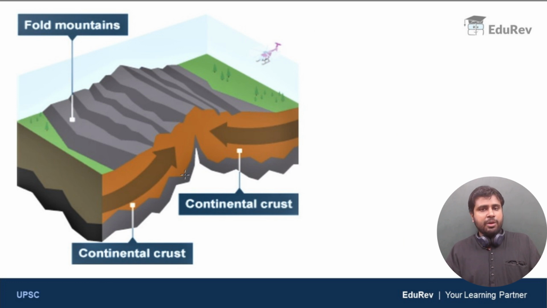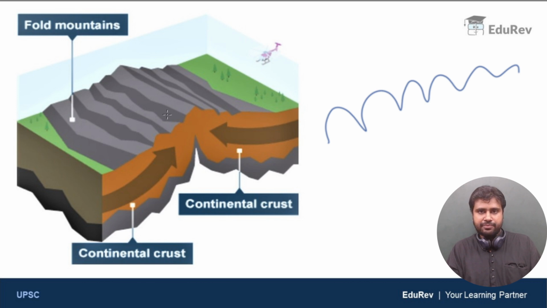Now, just look at one more image for the sake of clarity. So, two tectonic plates having continental crust are converging here. So, the material at the boundary of the two tectonic plates is getting compressed. Okay, so a series of folds are forming, which are nothing but fold mountains. That is how the fold mountains form. Clear?